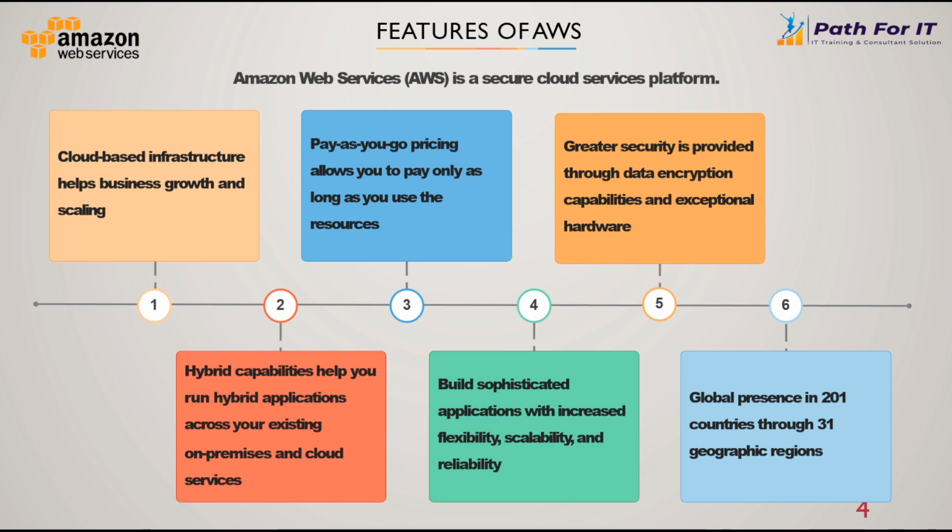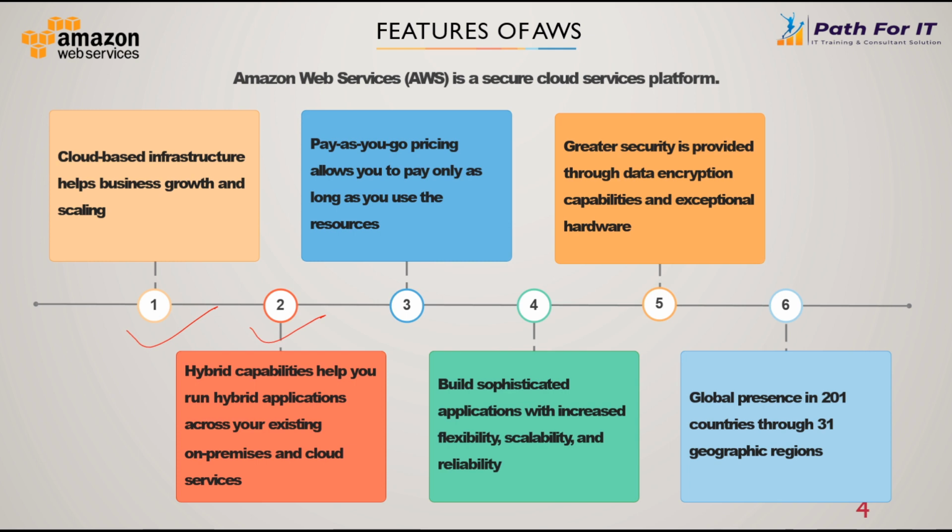We'll see the features of AWS. We'll try to understand what exactly we can get whenever we use the service called AWS. So let's understand from the first point in the features of AWS. Point one tells us cloud-based infrastructure helps business growth and scaling. Whenever we select AWS as our cloud, we'll be focusing on our business rather than on infrastructure, since we are taking infrastructure as a service from the cloud.